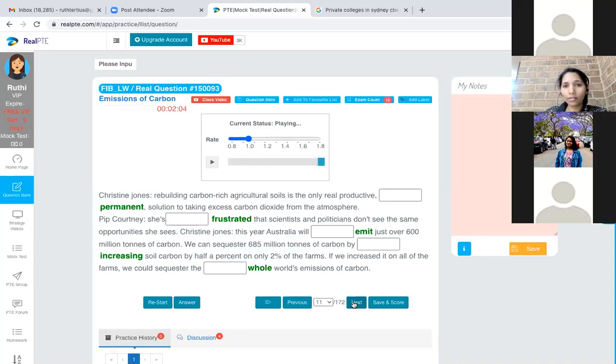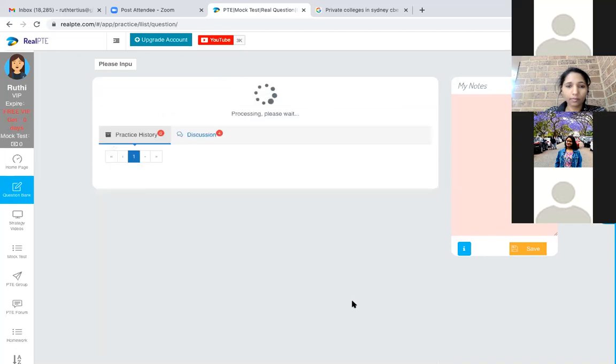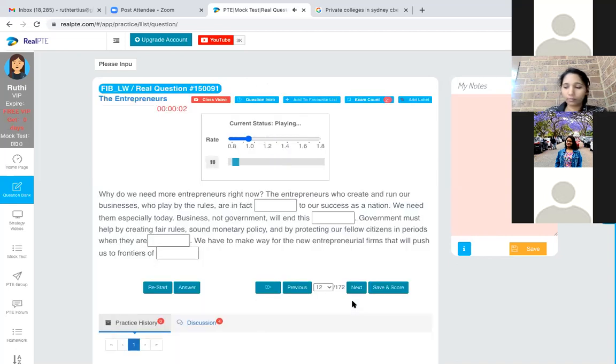Eyes on the screen, hands on the paper, at the count of three. 1, 2, 3.